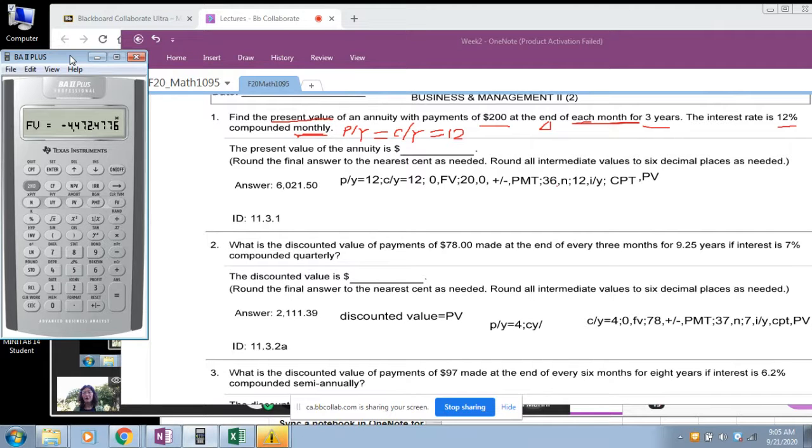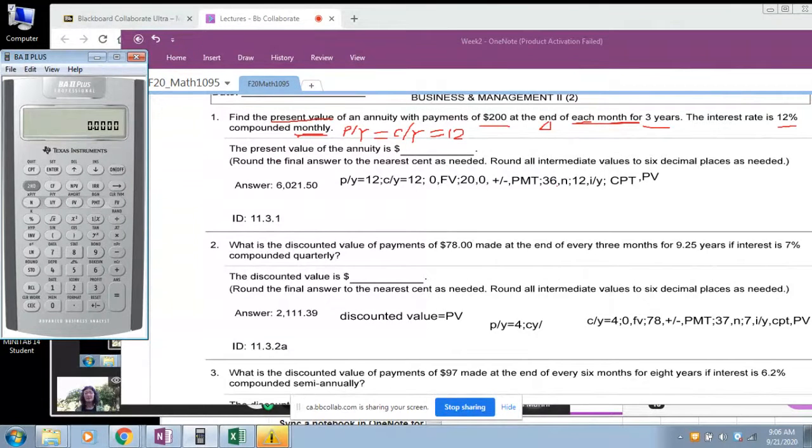Step 1, before I do anything on your calculator, you need to clear up. Second, quit, and then make sure on the top right corner you don't have BGN, and then set up PY equal to CY equal to 12. So second PY, type in the number 12, enter, and then use the down arrow key. You see CY, make sure it is 12, enter, and then second quit. So you are all set up.